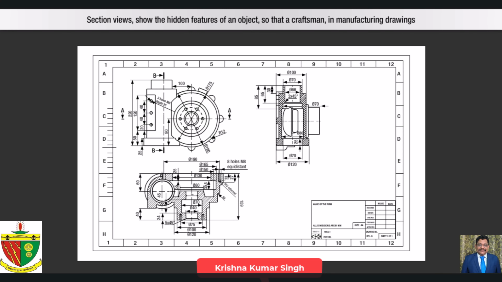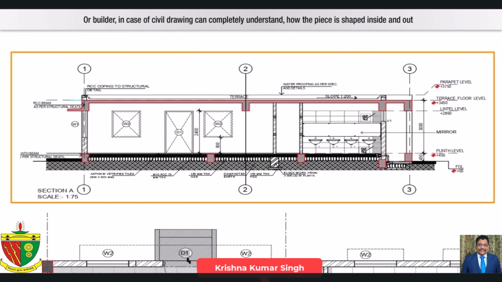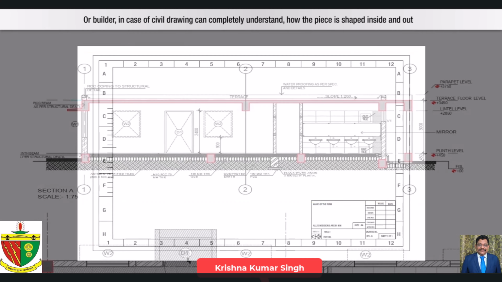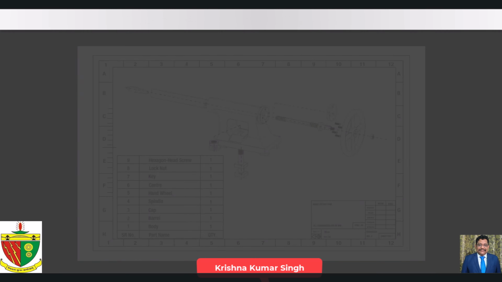Section views show the hidden features of an object so that a craftsman in a manufacturing drawing, or a builder in the case of a civil drawing, can completely understand how the piece is shaped inside and out. In manufacturing drawings, exploded views show the pieces that make up a given object outside the object. Connector lines indicate where the pieces go and how the unit is assembled.